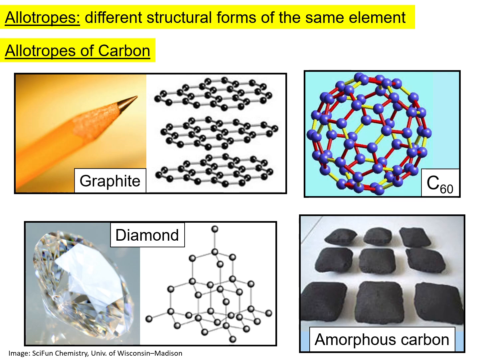So the very last bit would be allotropes, just a vocabulary term. So allotropes, remember we had isotopes, so they were the same element with different mass numbers. So allotropes are the same element but with different structural forms.